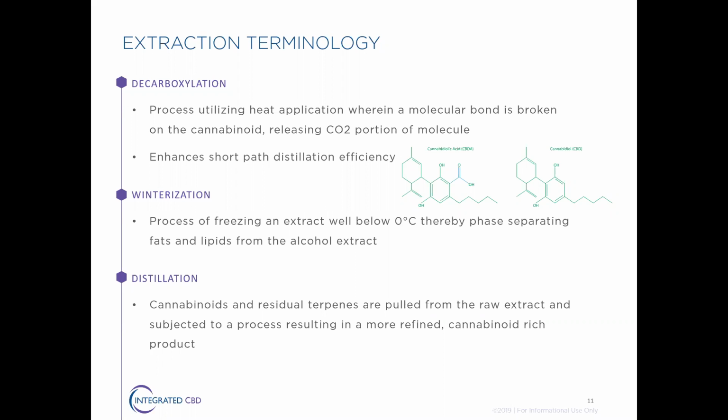Lastly, I want to cover the term distillation. Cannabinoids and residual terpenes that are pulled from the raw extract are subjected to a process called distillation, wherein we heat the mixture of full oil at specific temperatures and pressures into its individual components, allowing us to separate out terpene oils as well as cannabinoid oils.